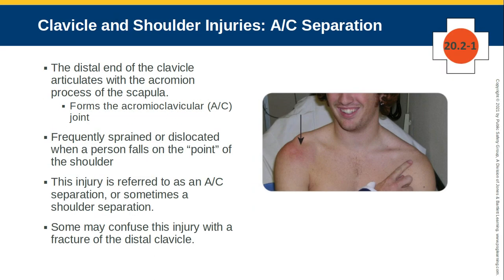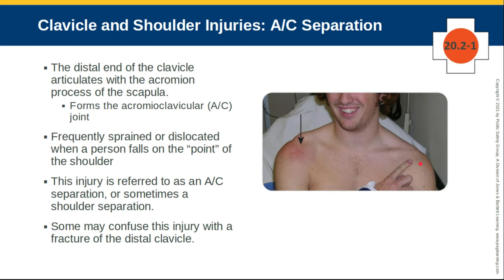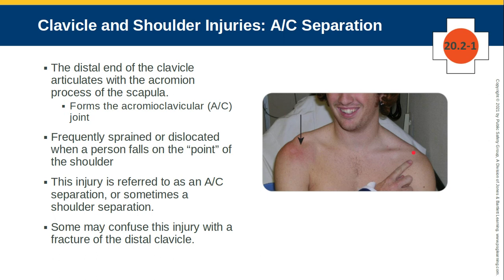Now, the distal end of the clavicle is where we join to the acromion process. That is the AC joint, acromioclavicular joint. Now, that can be, like all joints, dislocated. That will happen if you fall on the point of the shoulder and affect that joint. We can call that an AC separation or a shoulder separation. It is not a fracture of the far part of the clavicle, and it is not a dislocated shoulder. It's a dislocation, but we call it a separation.